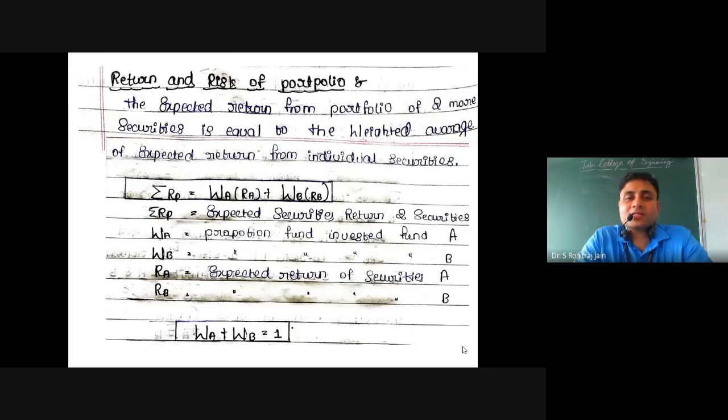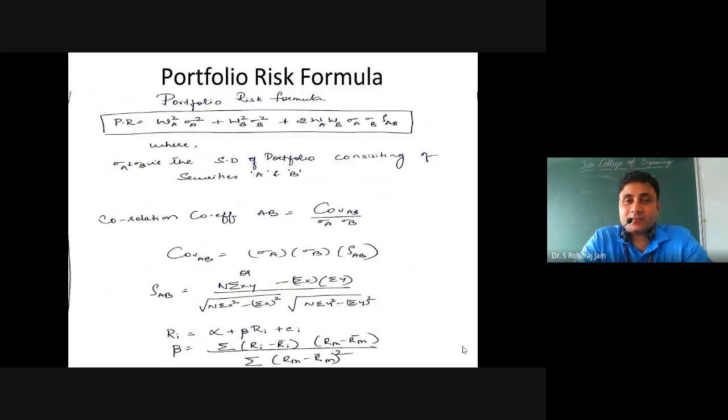Similarly, in the problem, if they ask me to calculate the portfolio risk, how do I calculate? I take the weight associated with security A square multiplied by variance of security A, that is sigma A square, plus WB square into sigma B square, plus 2 into weight of security A multiplied by weight of security B multiplied by standard deviation of A multiplied by standard deviation of B into correlation coefficient that exists between security A and security B.